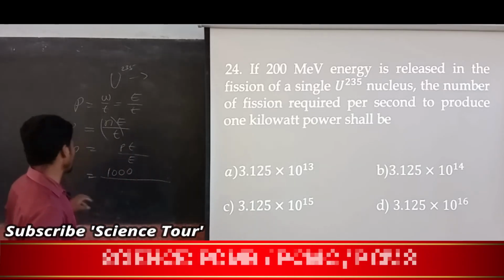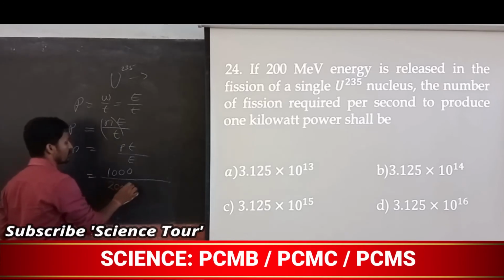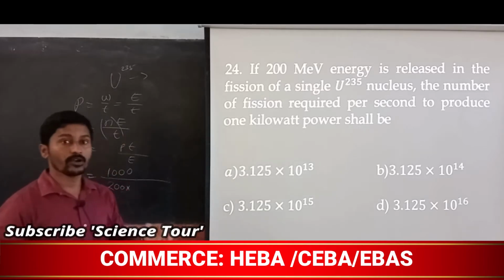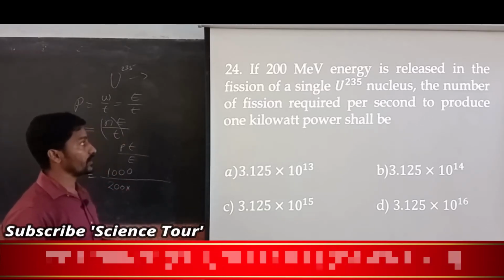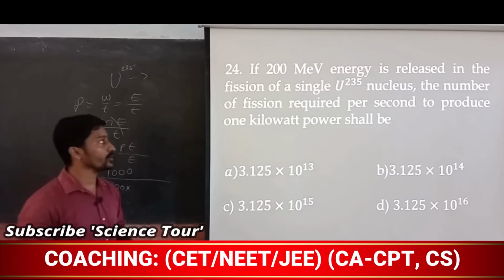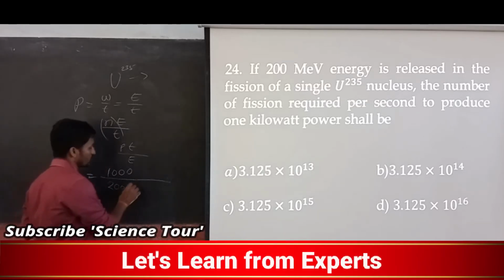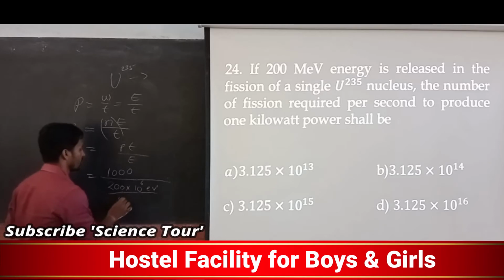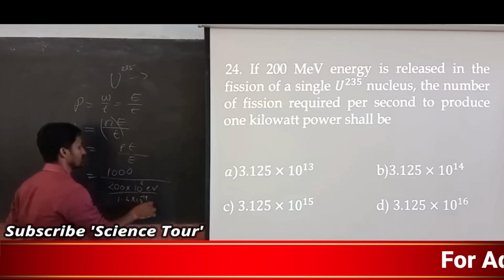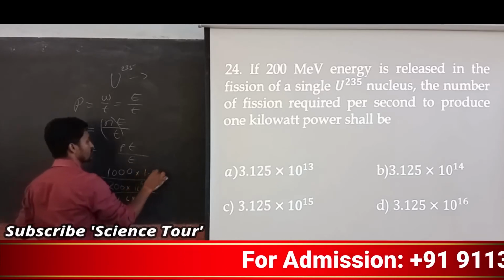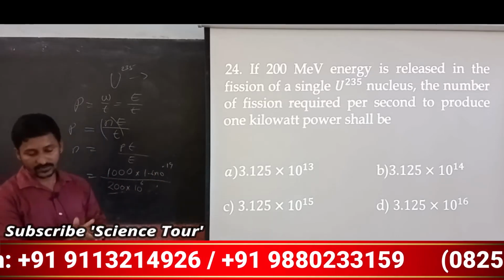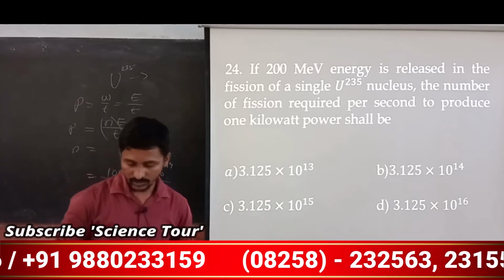The total energy is 200 MeV. 200 MeV means how much? In terms of joules you have to write it, not in terms of MeV. 200 means 200 into 10 to the power 6 eV. Then 1 eV is 1.6 into 10 to the power minus 19 joules, so you have to multiply by that. So in the denominator you are going to get that.